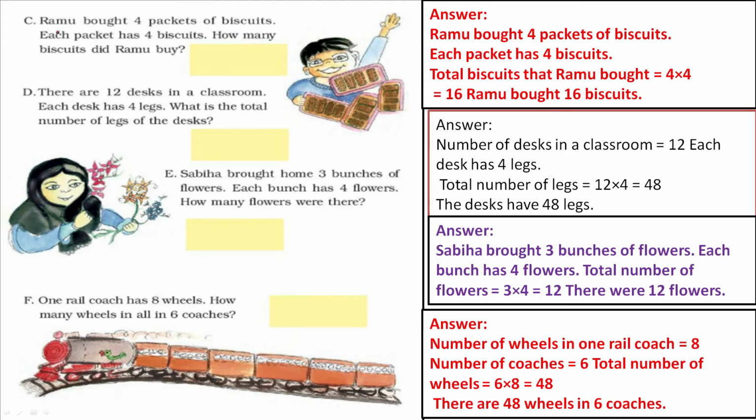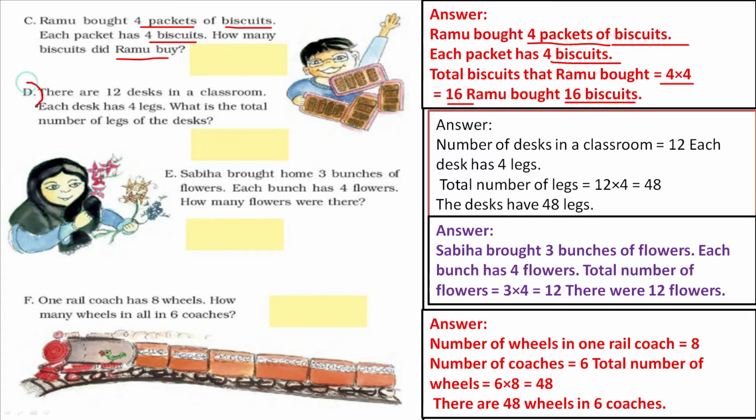Now statement sums. Ramu bought 4 packets of biscuits. Each packet has 4 biscuits. How many biscuits did Ramu buy? Let us write the statement for the first one. Ramu bought 4 packets of biscuits. Each packet has 4 biscuits. So total biscuits that Ramu bought, 4 multiplied by 4, 4 4s are 16. So 16 biscuits he bought.